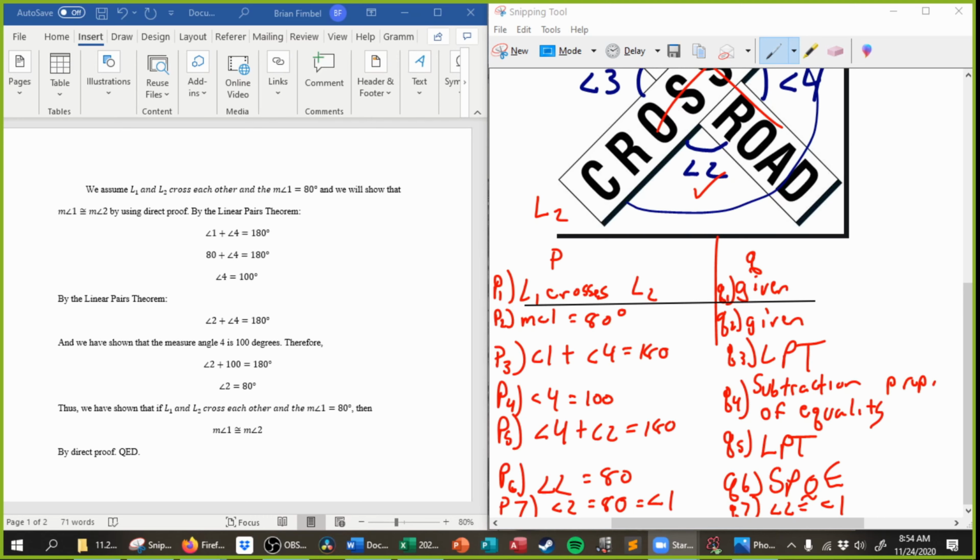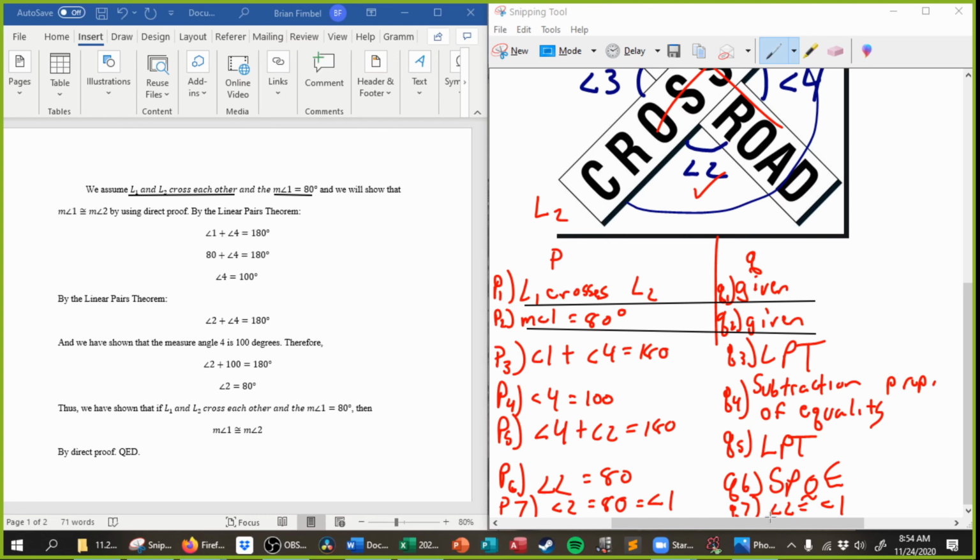Okay, so technically all of you probably don't need to see the 2-column because you already have this to turn in. But I want to show you how, if I had written the 2-column first, I can turn it into this very easily. And I think the 2-column is easier to start with. Line 1 crosses line 2 is given. That's from my picture. So I would say we assume that's the fill in the blank part. And I have a second given, the measure of angle 1 is 80 degrees. So I'm going to include that in my given. And then we have our fill in the blank: and we will show that.